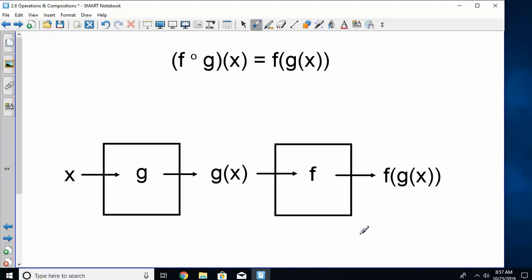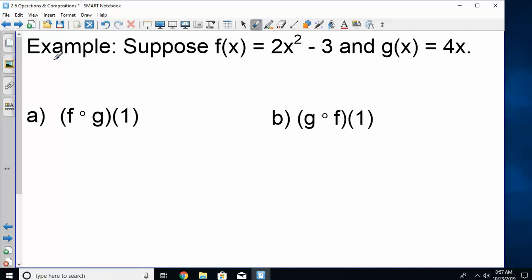So I wanted to practice first just doing some compositions with numbers, and then we'll get into variables. So let's say I gave you this problem. So I have two functions defined. When I say f composed with g of 1, you might also see it as f of g of 1. So what do you do first? Yep, put a 1 into g.